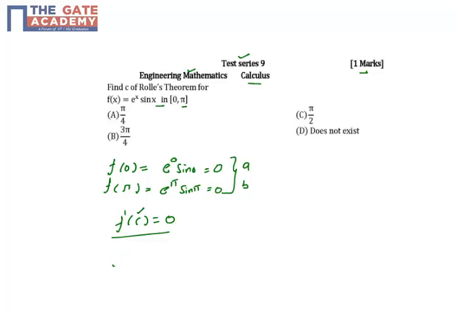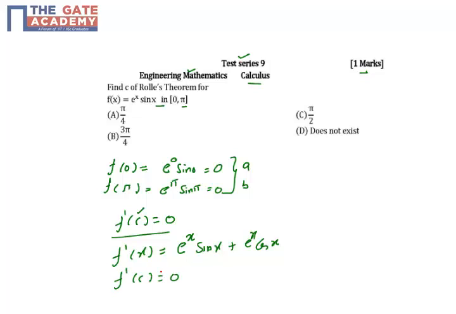So I think first thing is we need to find out the f dash, which is the first derivative of the expression. So we need to apply the differentiation by parts. Differentiation of the exponential is exponential only into sine x plus e raised to power x and cos x, right? So I need to equate this thing. Just make f dash C is equal to 0.